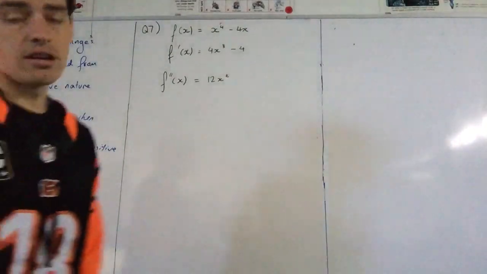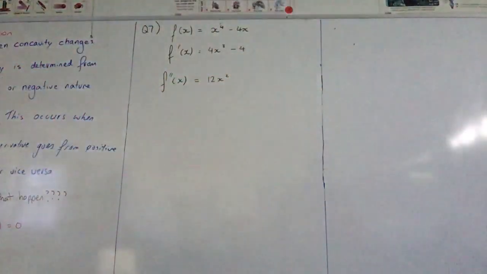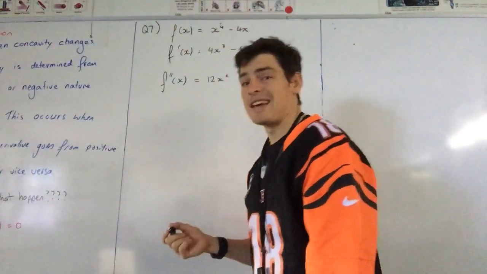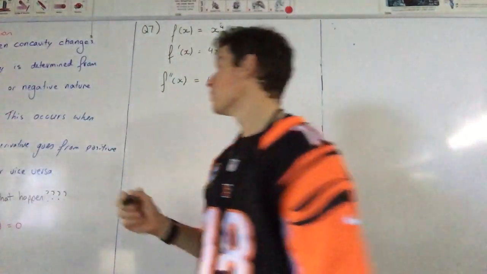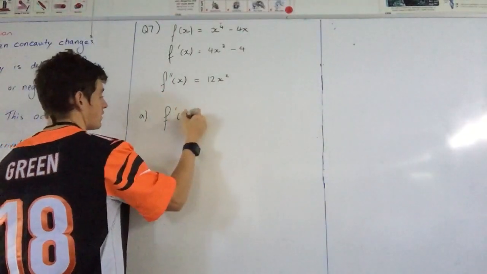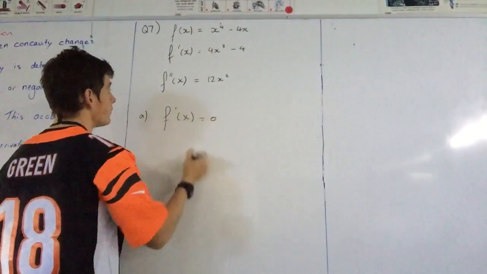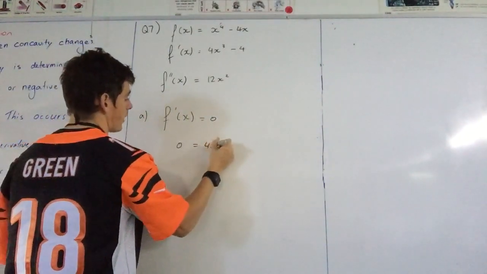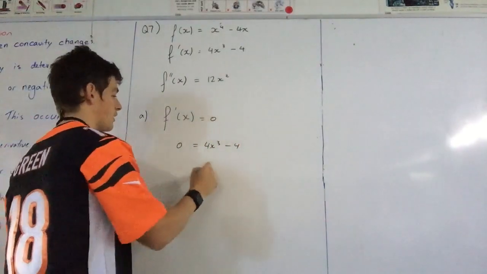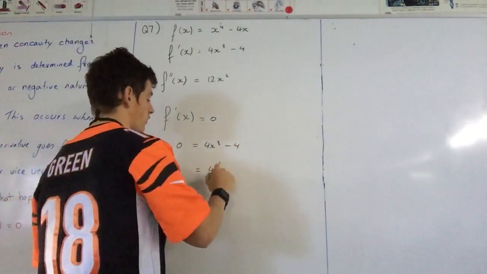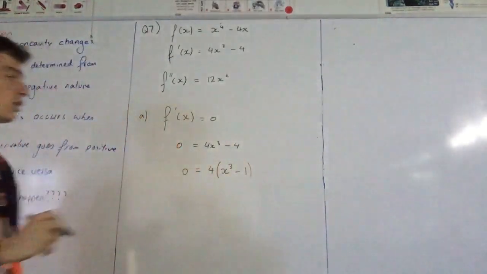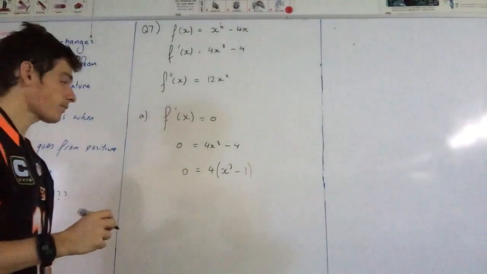So then from there, I think question 7a says something along the lines of determine the stationary points or the turning points and their nature. So the first thing I would do, let's say for a, is find when f dash x equals 0. So 0 equals 4x cubed minus 4, which I can take a factor of 4 out the front: 0 equals 4 times (x cubed minus 1).